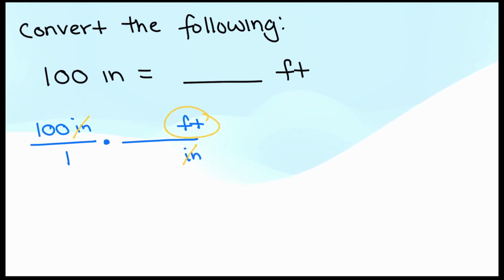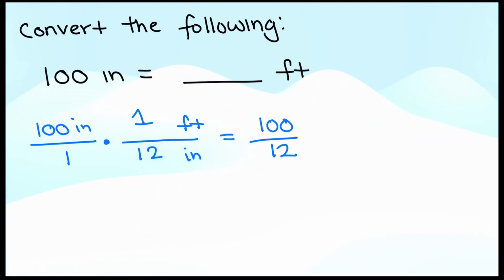So my conversion factor was 12 inches equals 1 foot. So I put the 12 inches on the bottom and the 1 foot on the top. That means I can multiply the number given to me, 100 inches, times 1 foot over 12 inches. Again, this allows me to cancel the inches out, and then I just multiply straight across. 100 times 1 is 100. 1 times 12 is 12. So my answer is whatever 100 divided by 12 is.